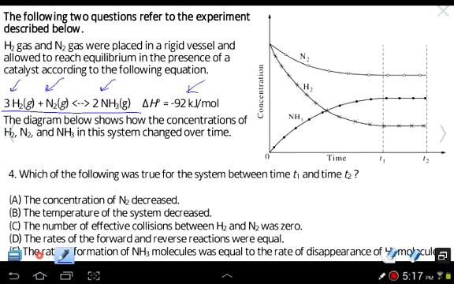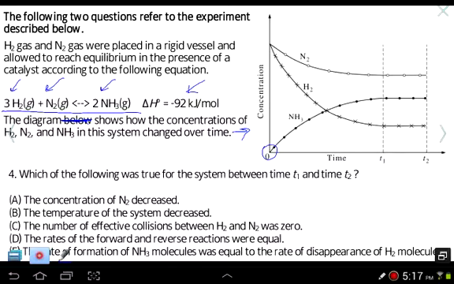The diagram to the right shows how the concentration of H2, N2, and NH3 in the system changed over time. So notice that we begin with 0 of NH3. Now NH3 is our product, so we begin with nothing of the product but a bunch of reactants. We just stock our container, you can say, with reactants. And as the reaction goes to equilibrium, the concentration of the reactants goes down, the concentration of the product goes up, which is understandable.